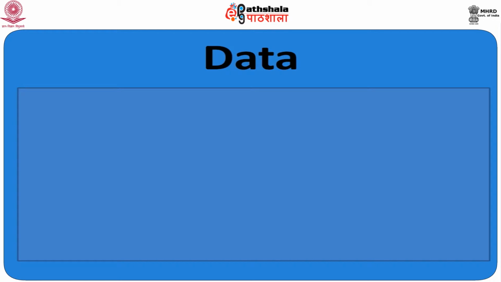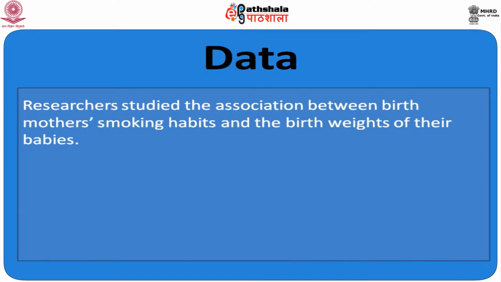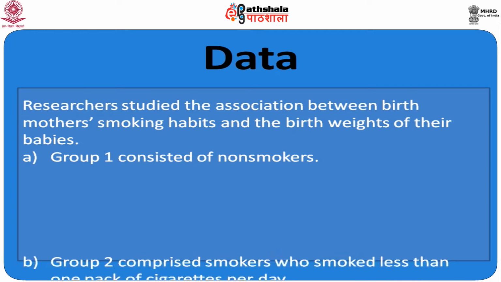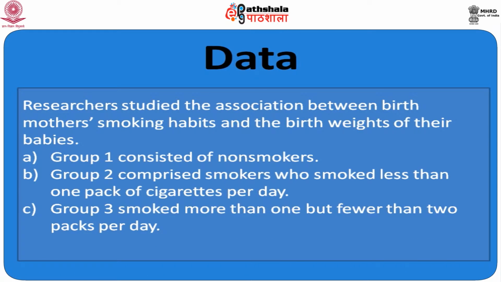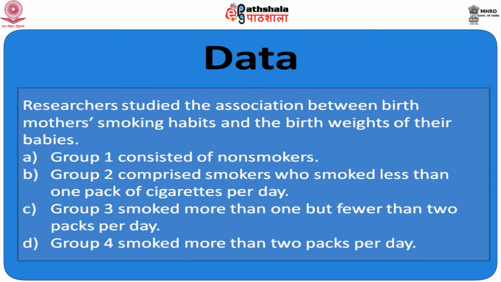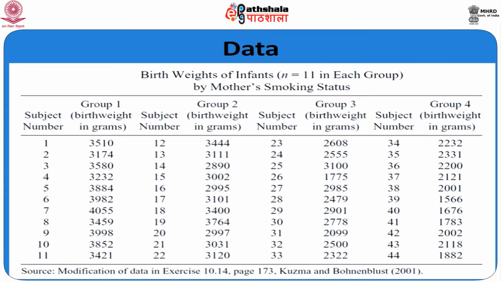Let's focus on the data. Researchers studied the association between birth weight of babies and mothers' smoking habits. Group 1 consists of the non-smokers, group 2 comprises smokers who smoke less than 1 pack of cigarettes per day, group 3 smoked more than 1 but fewer than 2 packs per day, and group 4 smoked more than 2 packs per day. So there are 4 groups, and this is what the data looks like.